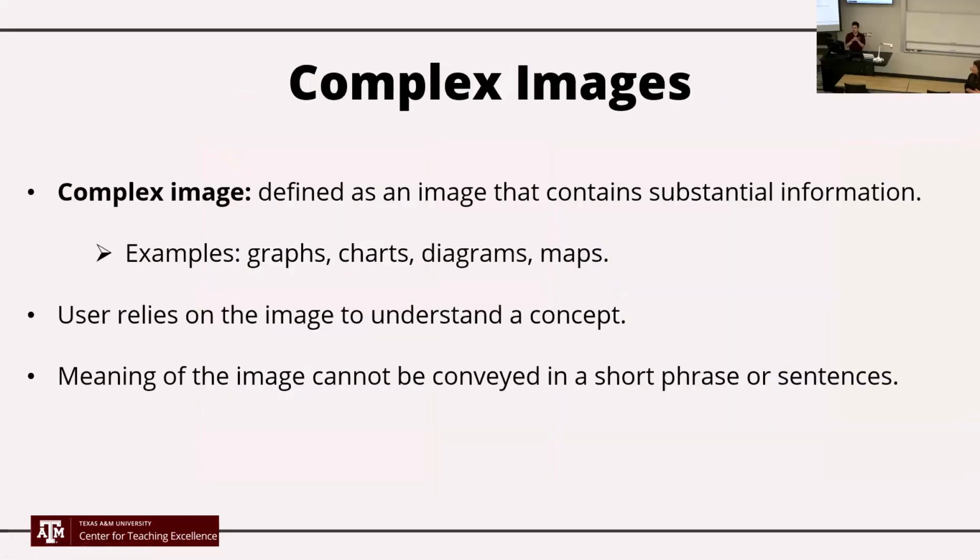Complex images. This kind of goes along the lines of those complicated tables. We know that there are going to be fields that have very complex images. Complex images, as defined by WCAG, are images that have substantial information. You wouldn't be able to make sense of that image without a rich description. The user relies on the image to understand the concept. I know that in science, we have a lot of processes that we have to be able to describe. The meaning cannot be conveyed in just one or two sentences.